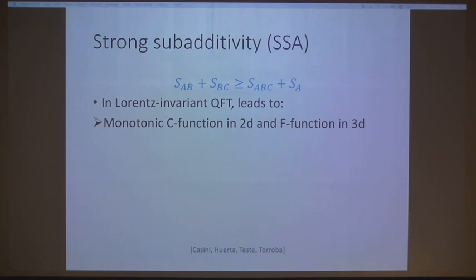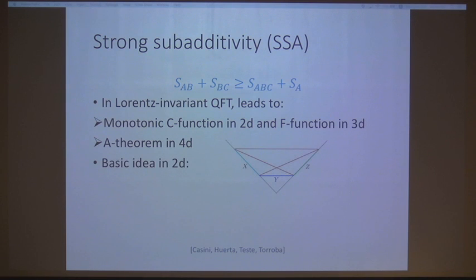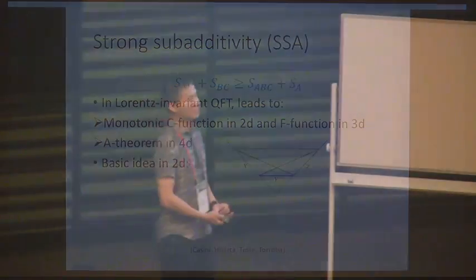In a Lorentz invariant quantum field theory, this strong subadditivity is very powerful and can lead to monotonic C functions in two dimensions and monotonic F functions in three dimensions. Furthermore, it leads to the A theorem in four dimensions, as recently shown, that says between the two fixed points at the ends of the RG flow, the UV fixed point should have a central charge A that is always greater than or equal to the A central charge in the infrared. Let me tell you the basic idea in two dimensions. The higher dimensional cases are similar with some subtleties.